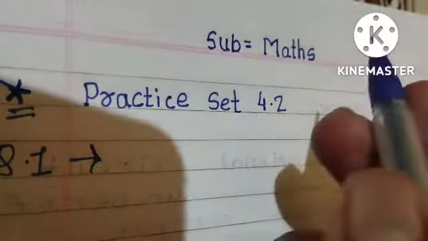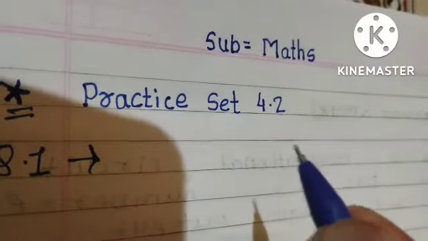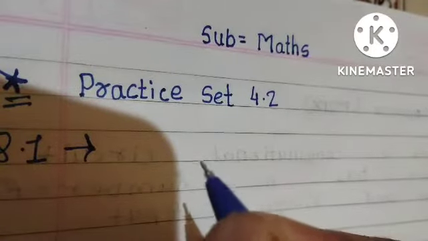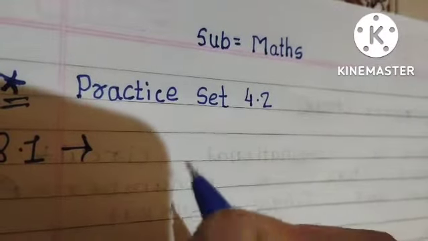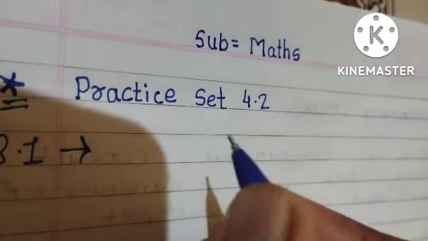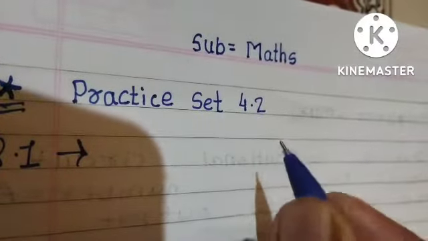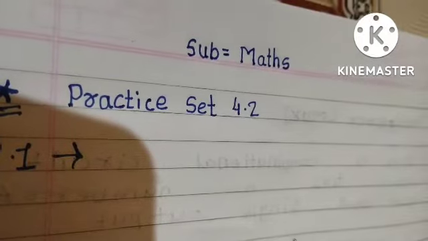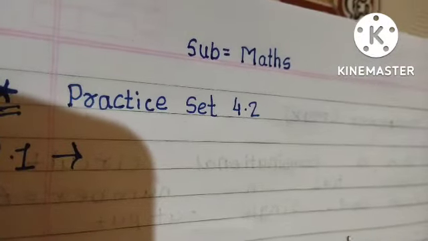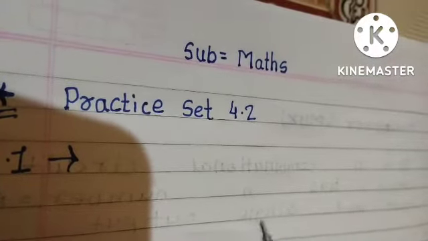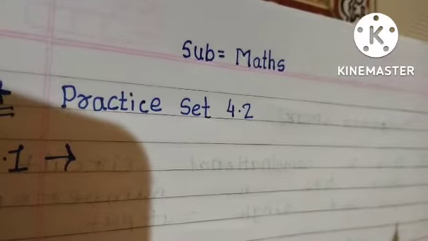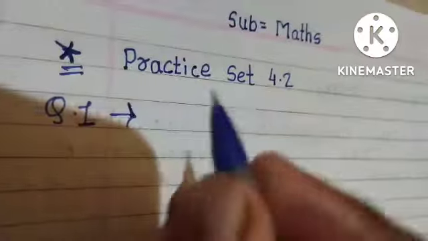Hi friends, let's see practice 4.2, question number 1. Before starting question number 1, you have to know about GST payable. The formula of GST payable is equal to output tax minus input tax. What is output tax? Tax collected at the time of selling is called output tax, and the tax collected at the time of purchase is input tax. Let's start question number 1.